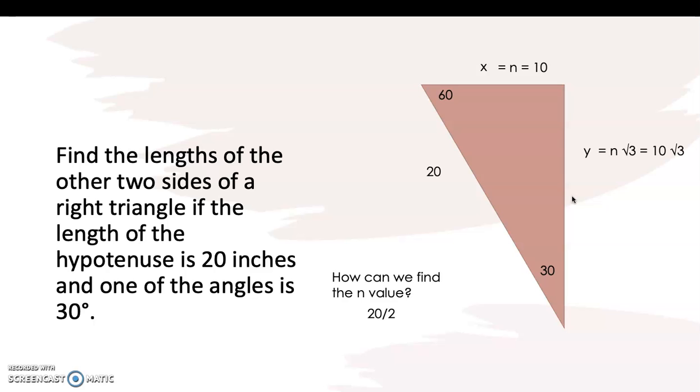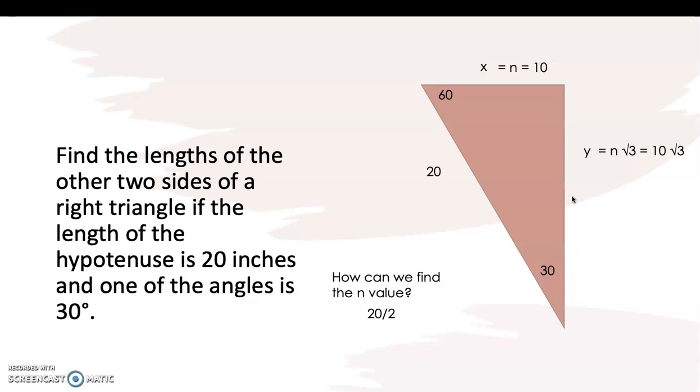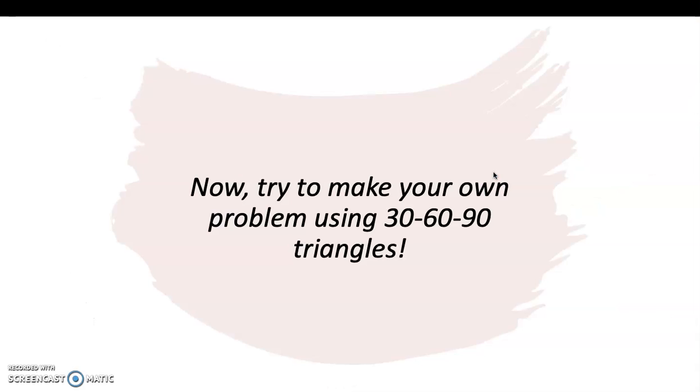Okay, good job. Now, on your own, I want you to try to make your own 30, 60, 90 triangle problem. Try to experiment with picking different side lengths. In class, we are going to share these out and have our partners try to solve the problems that you created. Just make sure you submit these problems to me before class tomorrow. Okay, thank you.